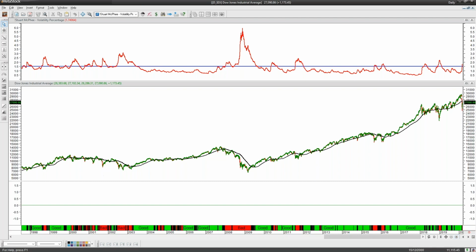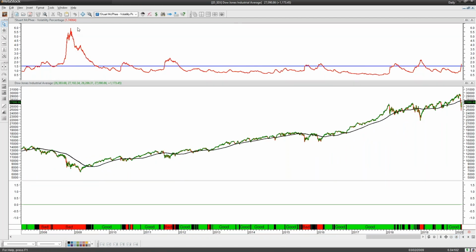Even back here in the early 2000s, you'll see the market just not falling as badly as it has previously, but sure enough, the volatility percentage for the majority of that time was above that level. You can see through the GFC, throughout 2008 here, considerable volatility, bordering on ludicrous. But sure enough, the market fell and the volatility was above that level.